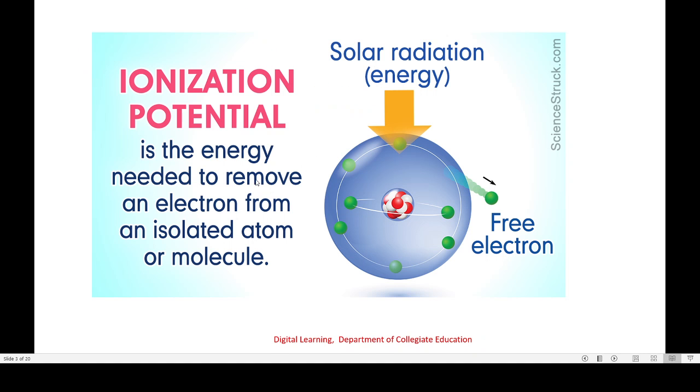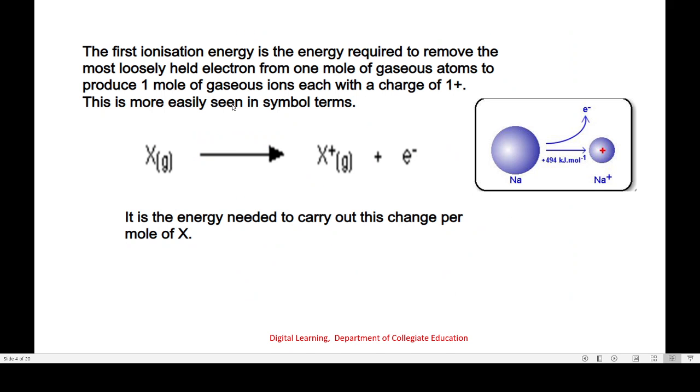Coming to the ionization potential, it is the energy which is needed to remove an electron from an isolated atom or a molecule. So, from a neutral gaseous atom, when an electron is removed, the amount of the energy that is required is defined as the ionization potential.